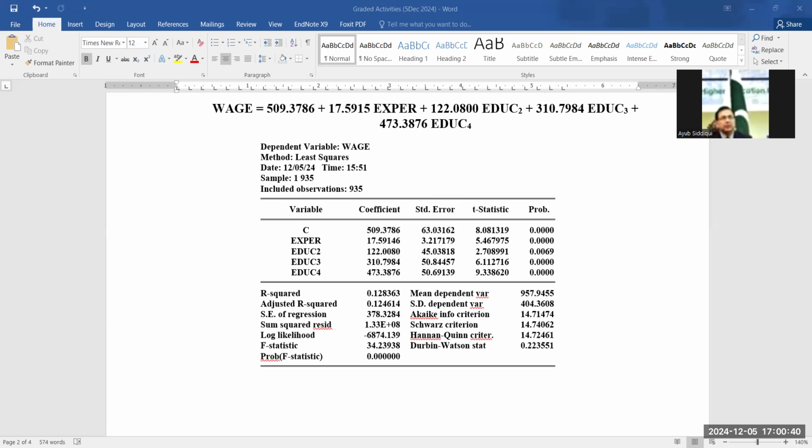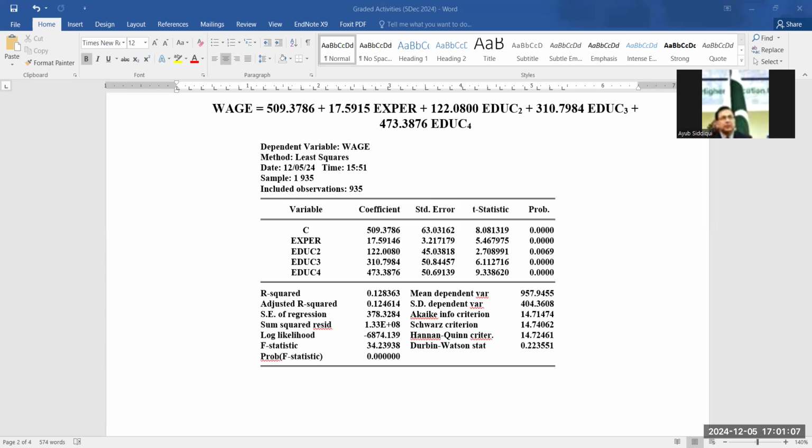Education category number 3, which is bachelor level, the coefficient value is 310.80, probability again less than 5%, which indicates highly significant results. The employees with a bachelor's degree earn $310.80 more than those with the primary education. The primary education category was earning $509.38.